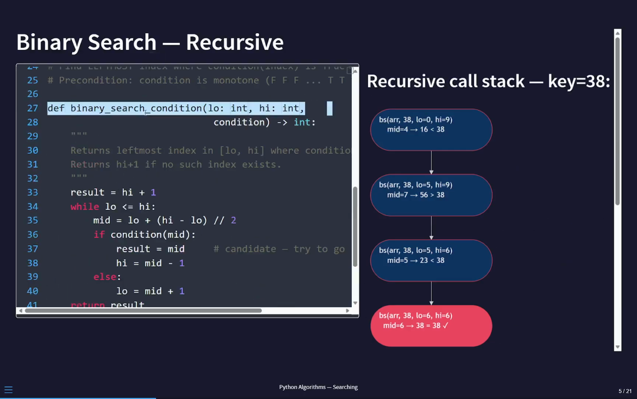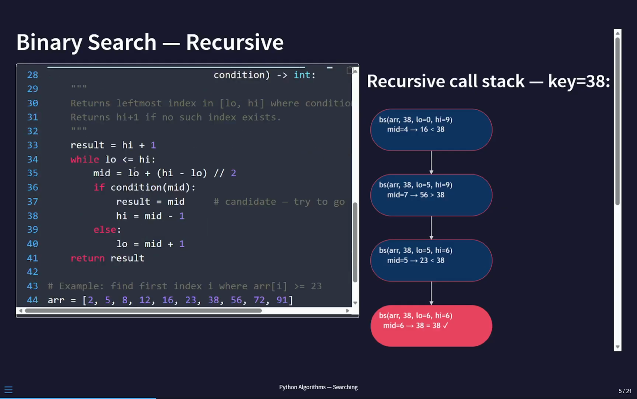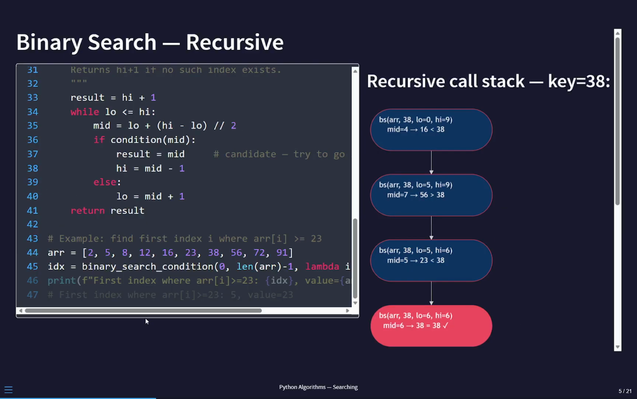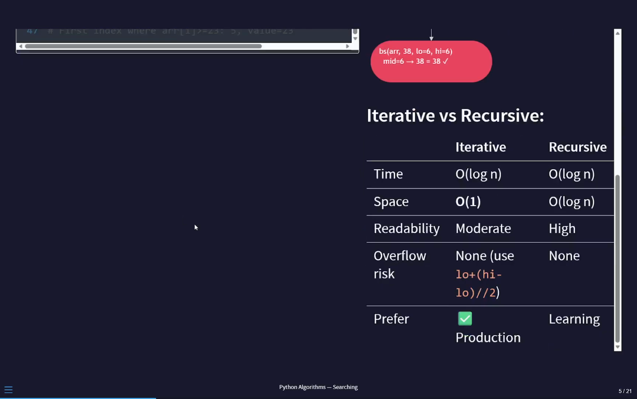Sometimes you don't want to find a value in an array. You want to find the leftmost index where some Boolean condition becomes true, given that the condition is monotone: false, false, false, true, true, true. The template binary searches for that transition point. This template is the foundation for binary search on the answer space, which we'll see shortly.